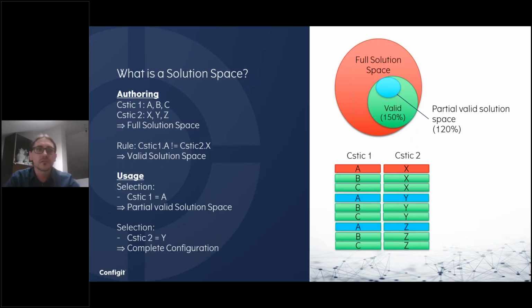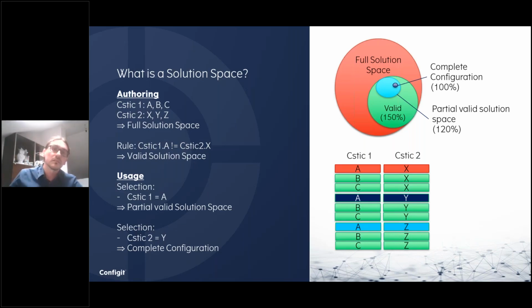And as we typically have not two characteristics but might have hundreds of characteristics, we step by step reduce this partial solution space toward a complete configuration. So now when we select the second characteristic, for example the Y, we get into a complete configuration here. Today we will talk mostly about the partial valid solution space and the valid solution space and how we can use these areas to increase productivity in the daily life of different employees.